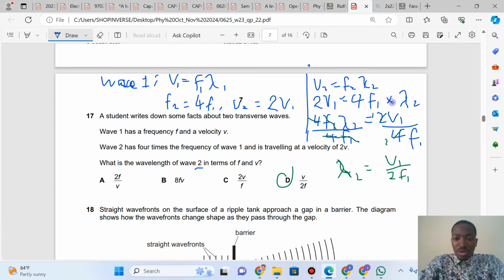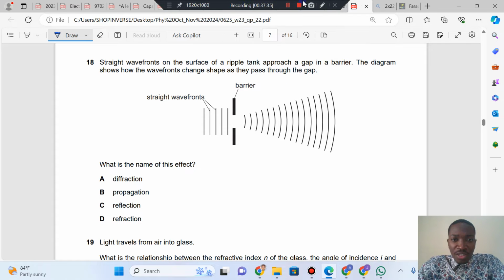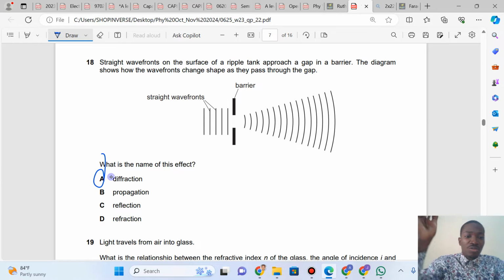We go straight to question number 18. Straight wave fronts on the surface of a ripple tank approach a gap in a barrier. This is the gap in the barrier. This is the barrier. The diagram shows how the wave fronts change shape as they pass through the gap. What is happening here? This is diffraction. What is the name of this effect? Diffraction, of course. A is the correct answer to number 18.